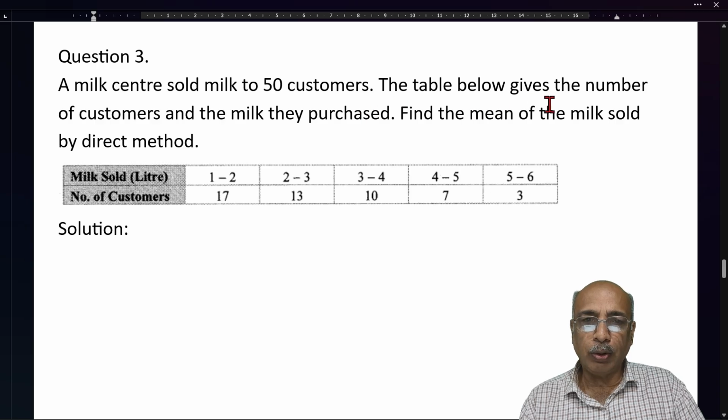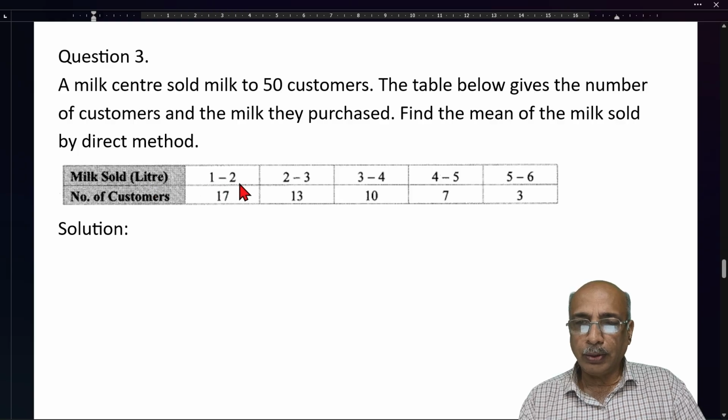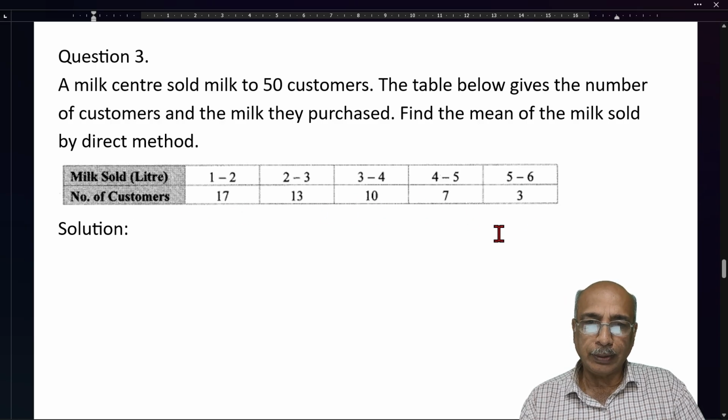Next question 3. A milk center sold milk to 50 customers. The table below gives the number of customers and the milk they purchased. Find the mean of the milk sold by the direct method. Here, milk sold in liters is 1 to 2, 2 to 3, 3 to 4, 4 to 5, 5 to 6, and the number of customers is given as frequency.